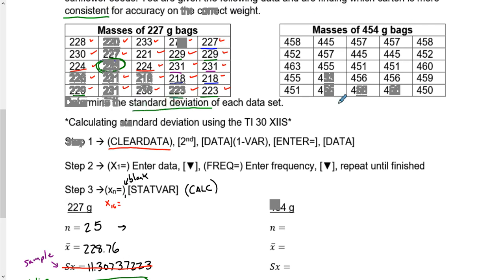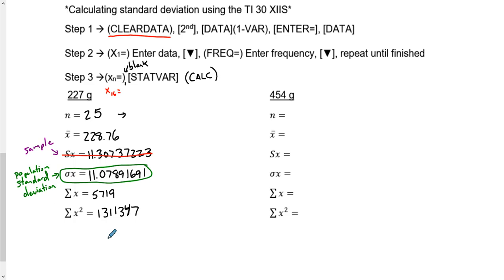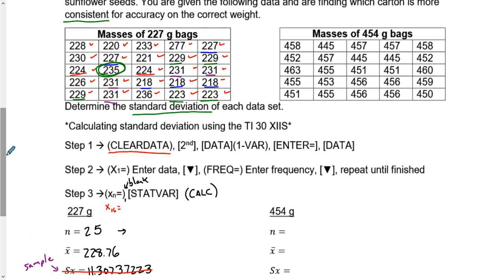So what we're going to do is enter in this data set using the same kind of steps. We're going to first clear off our data. Don't need it anymore because we have entered in everything that we need. We wrote down everything that we have. So I'm going to press second data, which acts as the one variable stats. I've already cleared my data, so I'm all good. And I just have to press enter and data. Data allows me to start entering in my stuff.